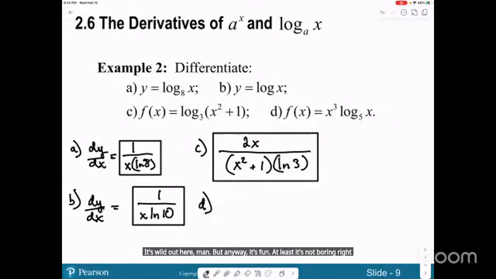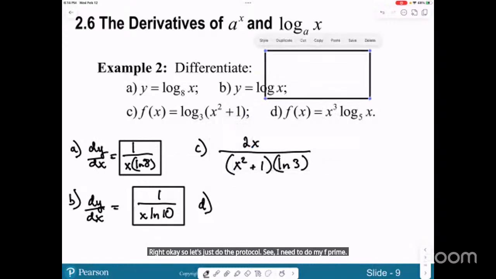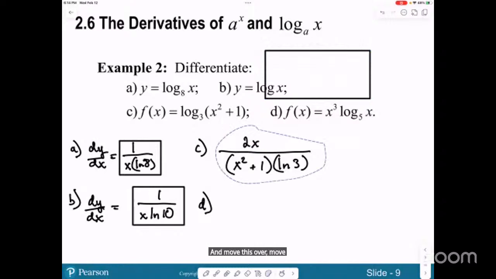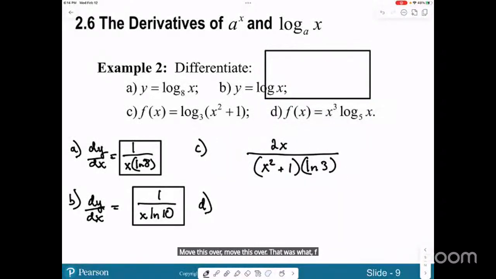Okay. The last one, it looks like we need to do the product rule, right? Okay, so let's just do the product rule. I need to do my f prime. Move this over. That was what, f prime of x?